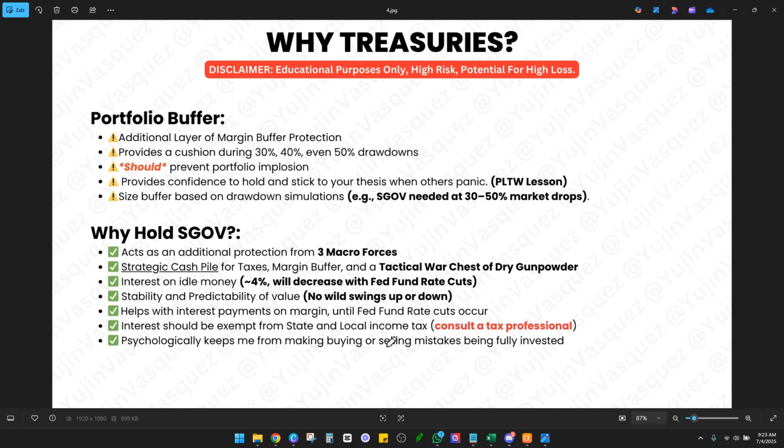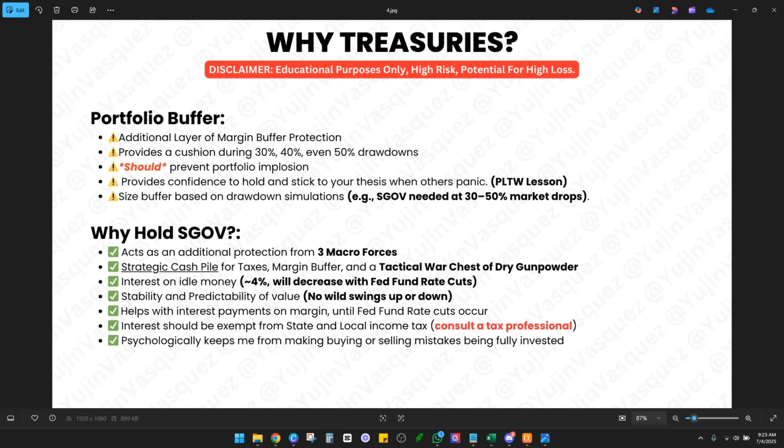When I'm fully invested, it's like protection against myself. Okay. So I can actually keep it all there. If something happens, a drawdown, well, I have a tactical war chest of dry gunpowder. So this is why I'm including treasuries and why I think it's important, especially given some of that market risk that I explained earlier.